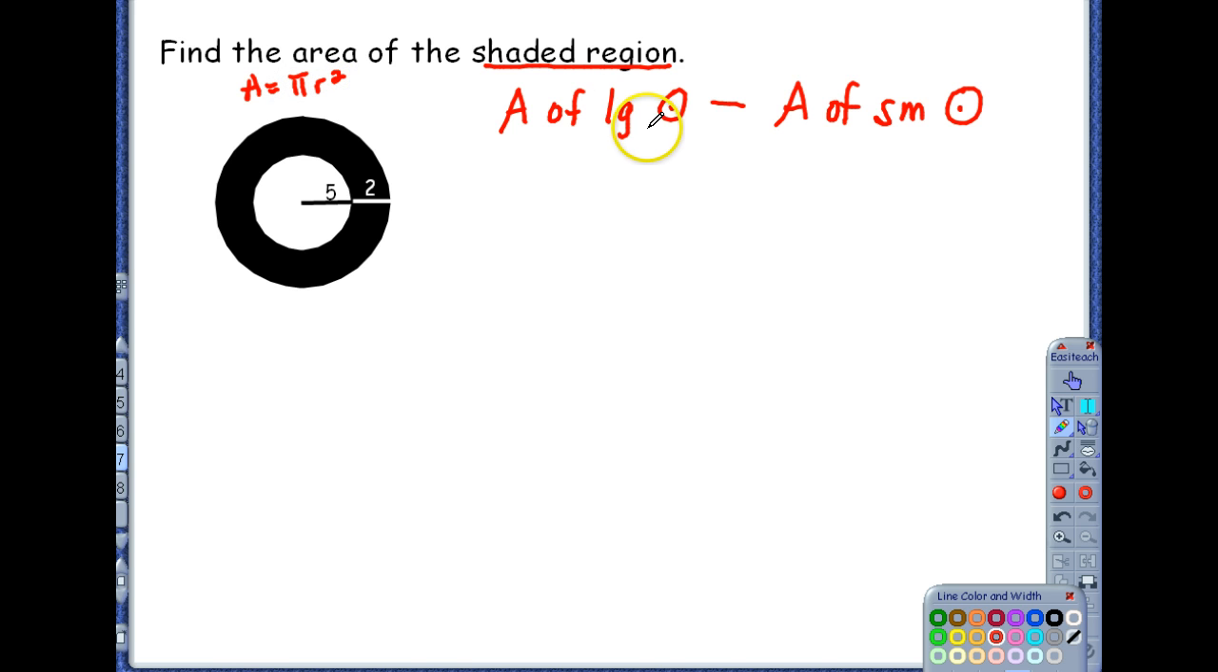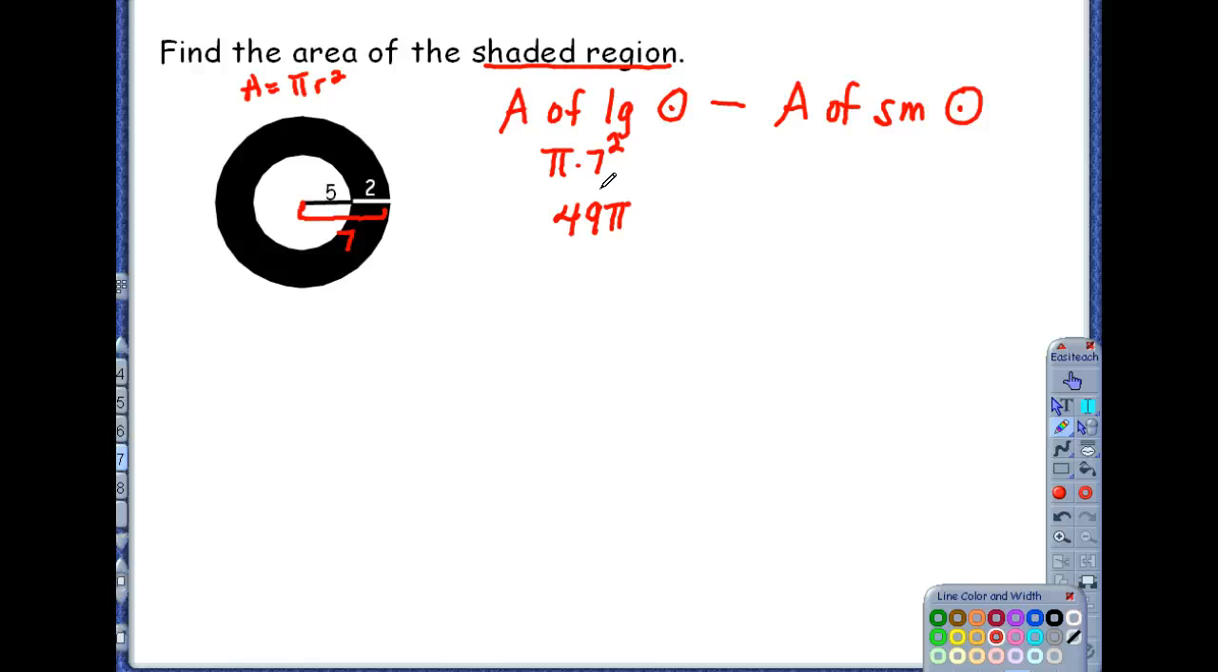So for the larger circle, we need to know the radius of it. If we're talking about the larger one, the whole distance would be the radius, and that would have been 7. So we're going to do pi times 7 squared, which gets you 49 pi. Would we want to type that in our calculator? There are no units here, so we can leave it exact. We don't even need to, we can do this in our head.